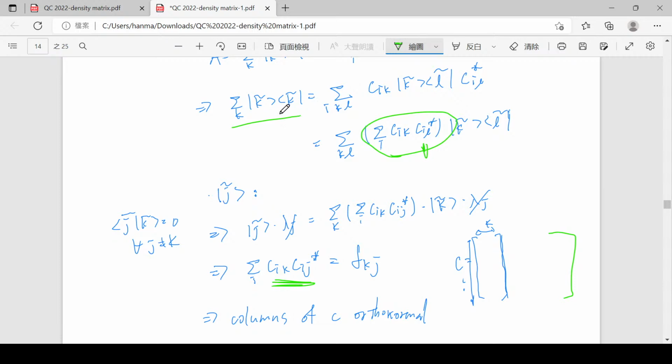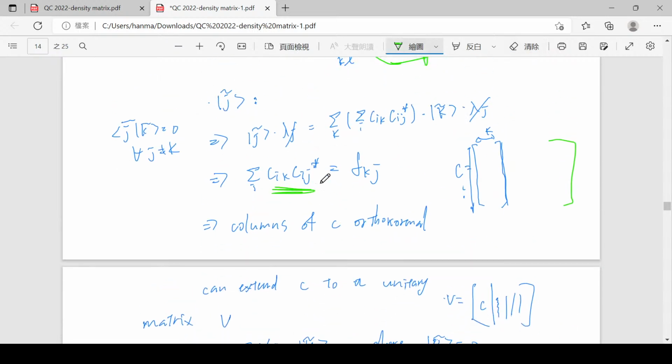Because if you think of this as a matrix, then these are all diagonal, so all the off-diagonal elements should be 0. That means this is like a delta function, and when k equals L, you want this thing to be 1. But we do something here, so we change L to J. Anyway, the sum over i of C_ik C_ij star should equal delta kj. If you want detail, you can check this.